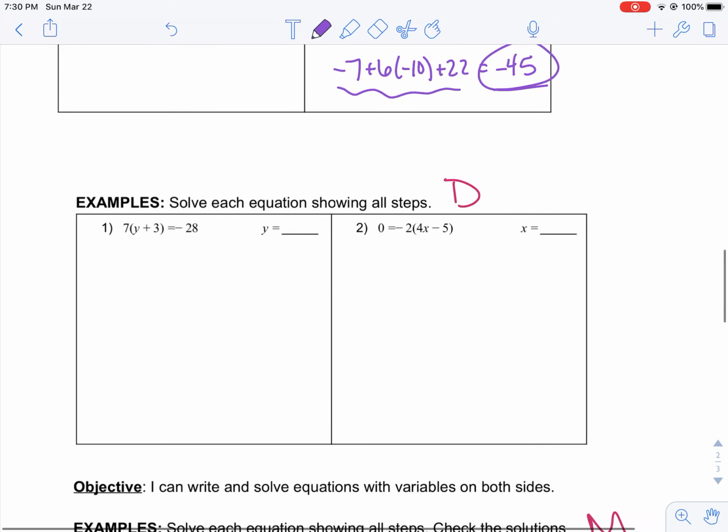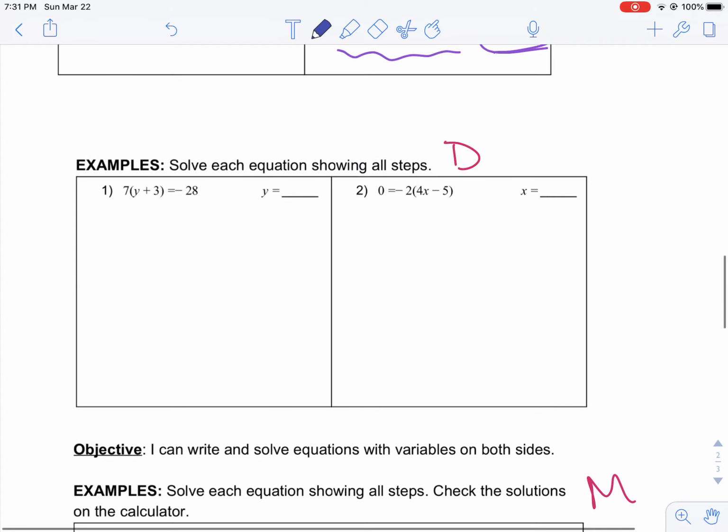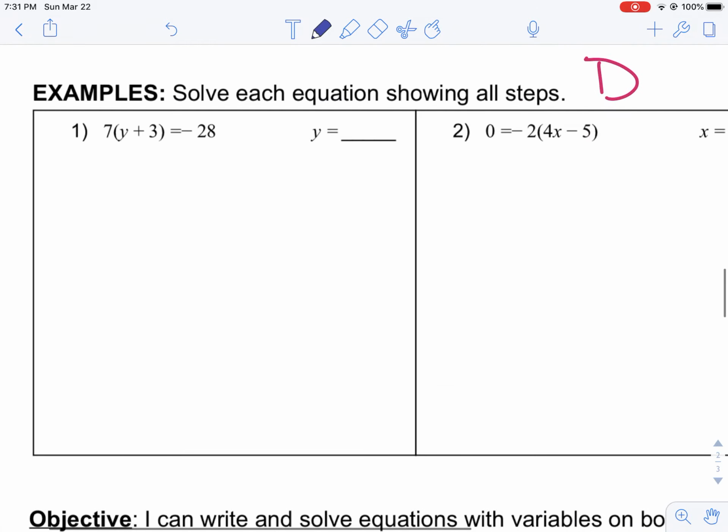Okay, so on the next part, we are distributing, meaning if you have parentheses, whatever is in front of the parentheses is multiplied to all of the pieces in the parentheses. So 7 times y is 7y. 7 times 3 is 21, and that equals -28. So we're kind of breaking these up into more of the basics for the start of this.